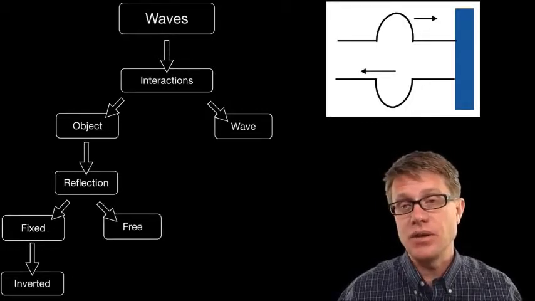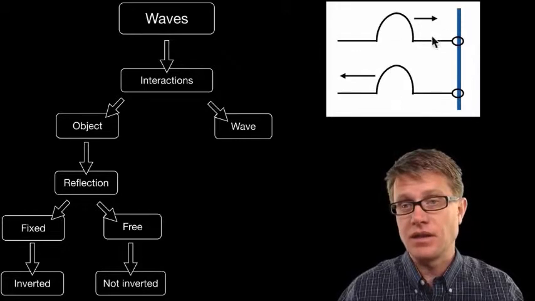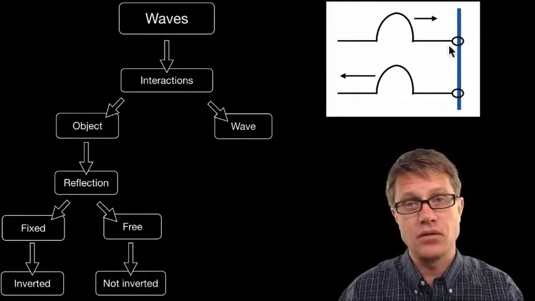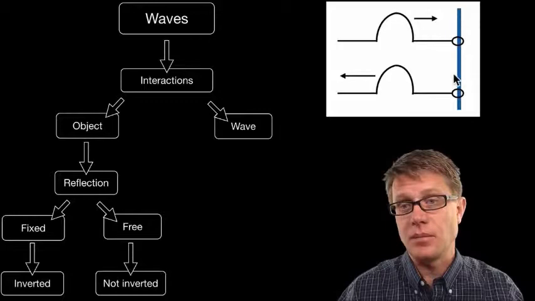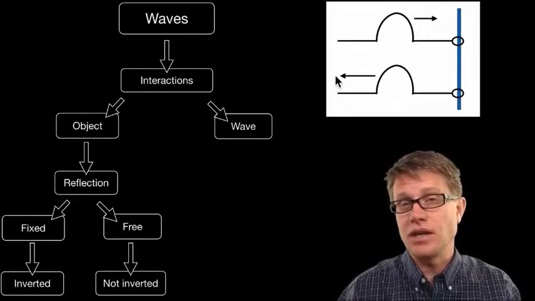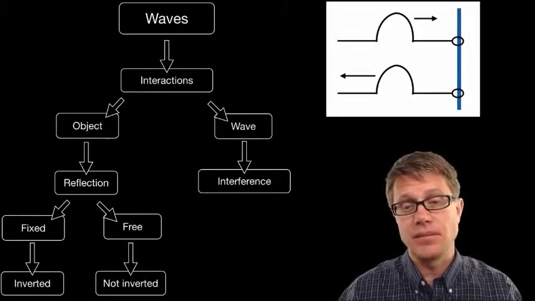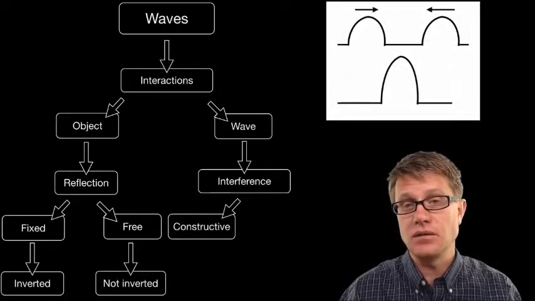What happens if it's a free object? Well, the opposite happens. As it comes in, let's say that this is able to move back and forth. The wave comes in on the top and it goes back on the top. And so that's reflection. Now when waves hit each other, we get what's called interference. Two waves interacting.